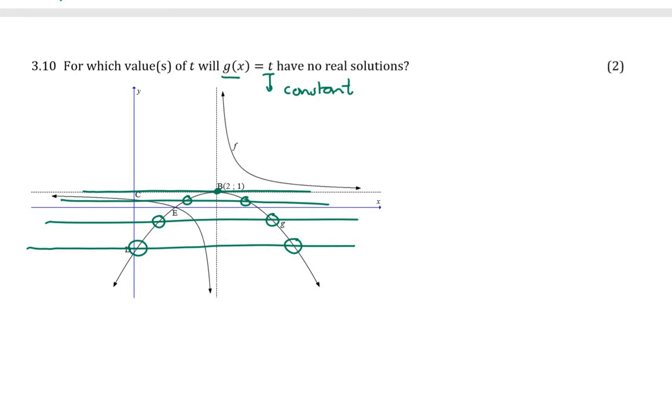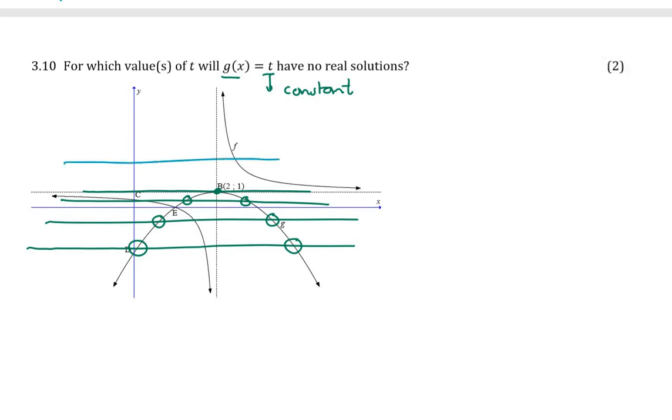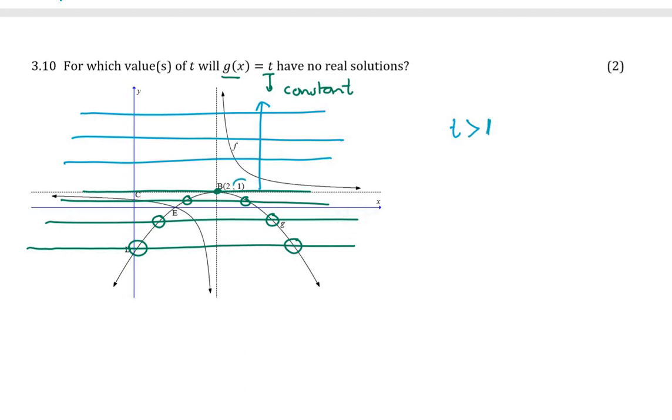Remember what we learned last time is that these types of questions always center around the turning point. Now, anything above that turning point and your constant graph will never hit your parabola, which is what you want. So any value above there for t, I'm not going to have any solutions. So those values are t is greater than 1, where our asymptote is.